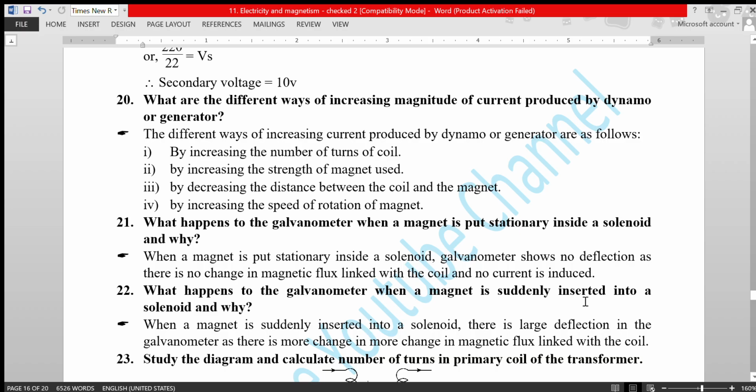What happens to a galvanometer when a magnet is suddenly inserted into a solenoid? There is a large deflection in the galvanometer as there is more change in magnetic flux linked with the coil.